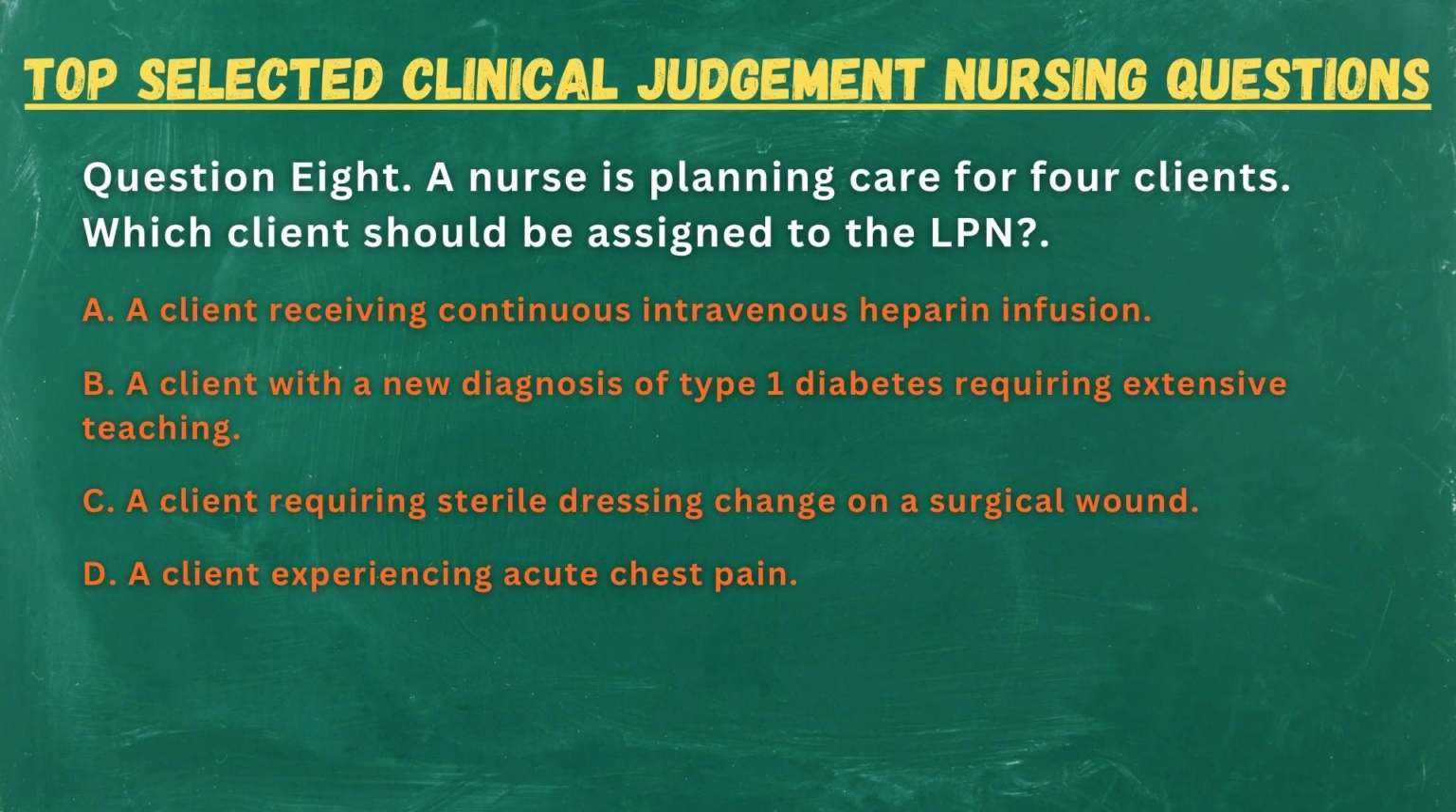Question 8. A nurse is planning care for 4 clients. Which client should be assigned to the LPN? A. A client receiving continuous intravenous heparin infusion. B. A client with a new diagnosis of type 1 diabetes requiring extensive teaching. C. A client requiring sterile dressing change on a surgical wound. D. A client experiencing acute chest pain.